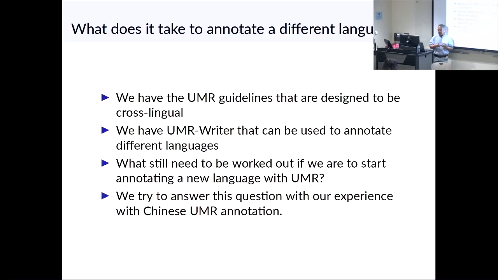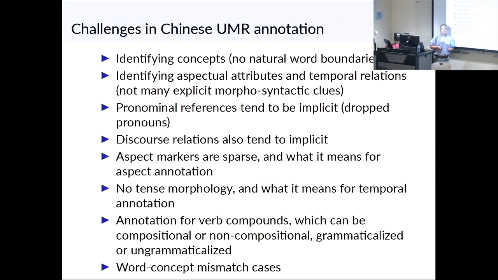I try to give a few examples of what happens in Chinese annotation, so that you can get a sense of the sort of issues that you still run into, which means you might still need to have some sort of guidelines for annotating your own languages. That's the main thing. I have a long list of things that, even if you are familiar with the UMR guidelines, might still come up for individual languages. For example, the first one would be, what is the concept for each language, right?